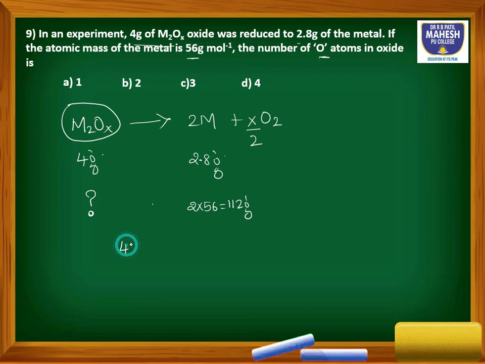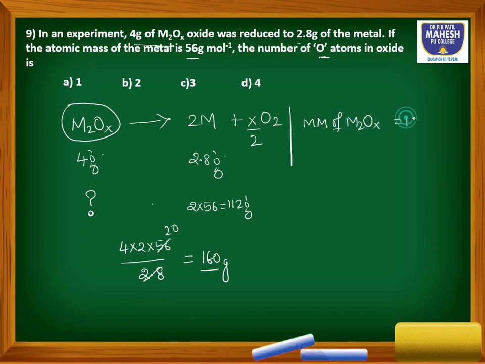Let us do that cross multiplication. 4 into 2 into 56 divided by 2.8. This comes out to be 20 here. 20 into 2, 40. So 40 into 4, 160. So this value comes out to be 160 gram. What is 160, students? The molar mass of M2Ox is equal to 160.